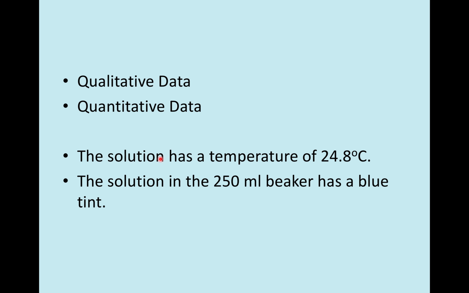So the solution has a temperature of 24.8 degrees Celsius. Is that quantitative or qualitative? Well, it has a number on it, so that's going to be quantitative. Now, the solution in the 250 milliliter beaker has a blue tint. Well, that's kind of a trick question. It's actually going to be qualitative. Even though it has a number in it, the number does not describe the observation. It's just in that certain beaker. It could have been in any kind of beaker. You could have cut this out and you would have still gotten qualitative. So that was just what we call a red herring.